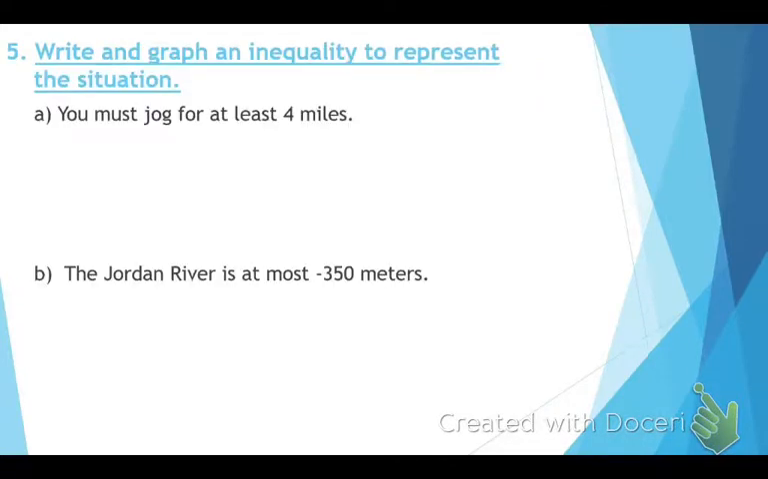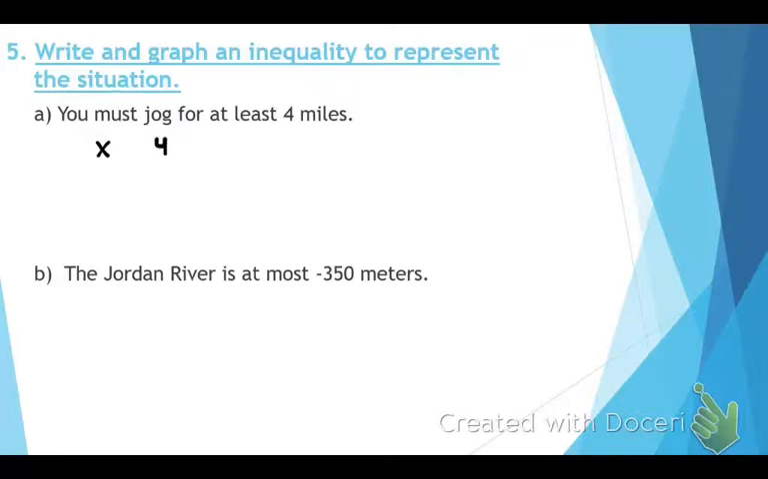Section number 5, write and graph an inequality to represent the situation. You must jog for at least 4 miles. So let's imagine that you go into PE class and your PE teacher says, do not come back and see me until you have jogged at least 4 miles. First things first, put your variable. What's the variable? X. Then we put our number, which is 4.